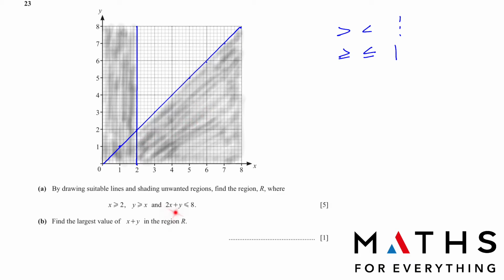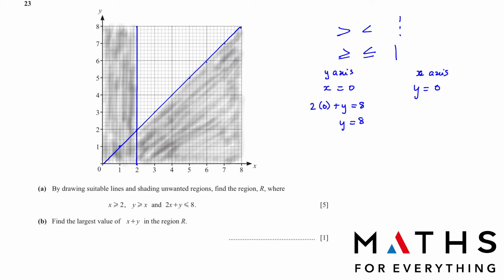Now for the next one, 2x plus y is less than or equal to 8. To draw this line, one time in place of x, we are going to substitute 0. One time in place of y, we will substitute 0. X is equal to 0 is on the y-axis. Y is equal to 0 is on the x-axis. So what is our equation? 2x plus y is equal to, not 0, sorry, 8. So we will get y is equal to 8.